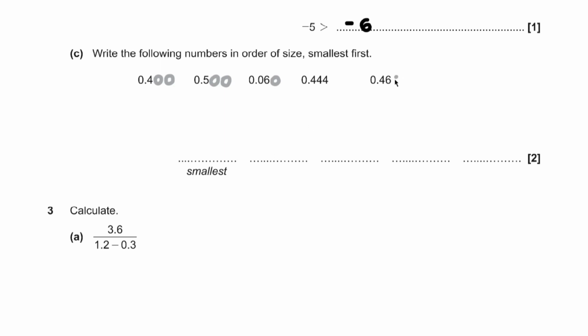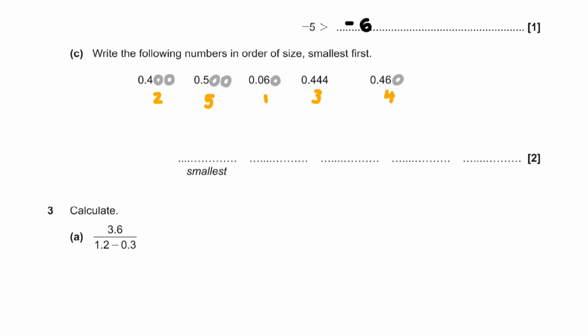So, now that everything is to 3 decimal places, we can now compare. So, what is the smallest? Well, that is this 0.060, followed by the 0.400, followed by the 0.444, followed by the 0.460, followed by the 0.500.